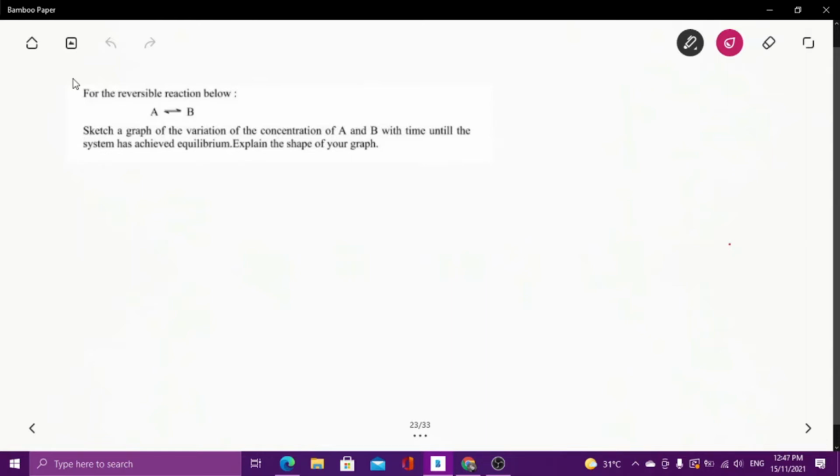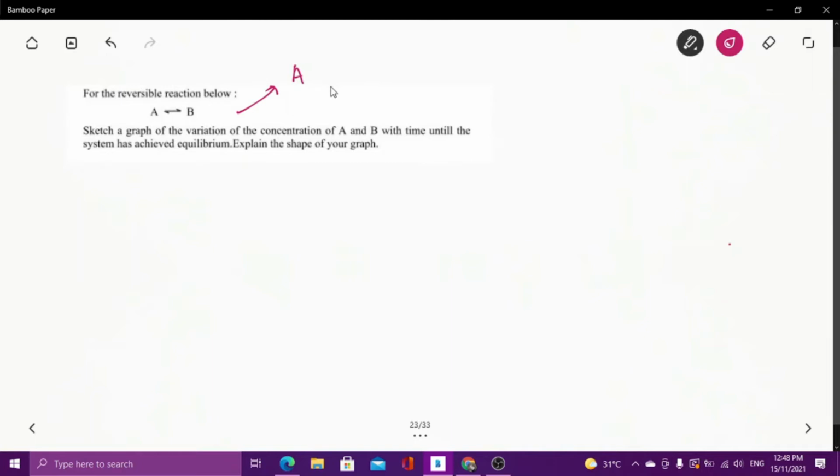Okay, so for question number 1, for the reversible reaction below, A forming B, sketch a graph of the variation of the concentration A and B with time until the system has achieved equilibrium. Explain the shape of your graph. Okay, so untuk yang ini, apa yang kita akan cuba tengok adalah macam mana equilibrium tu terjadilah. Okay, so for this reaction here, A kat sini adalah kita punya reactant.